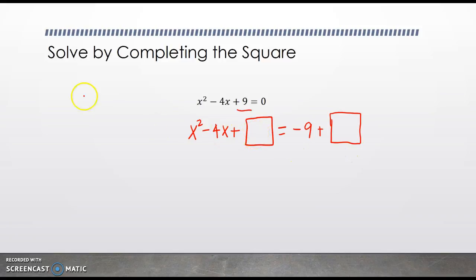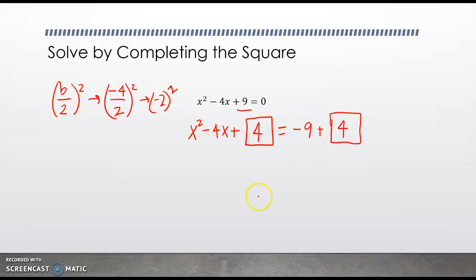To figure out what goes inside the box, I do b divided by 2 squared. In this case, my b is negative 4. Negative 4 divided by 2 is negative 2. Negative 2 squared is positive 4. So I'm going to put a positive 4 in my box.